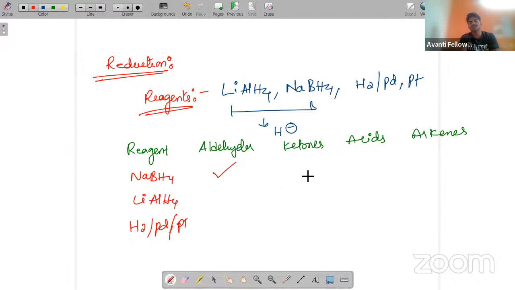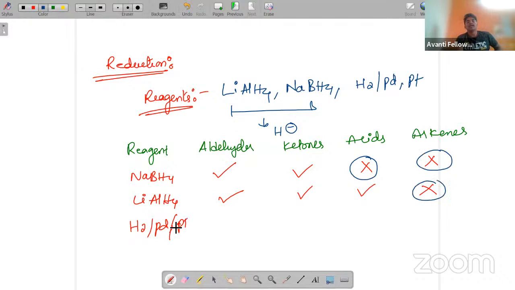NaBH4 can give a positive test for aldehydes and ketones, but not acids. Whereas LiAlH4 can reduce aldehydes, ketones, and acids, but not alkenes. I will change the color here to remember this one. NaBH4 is called sodium borohydride.